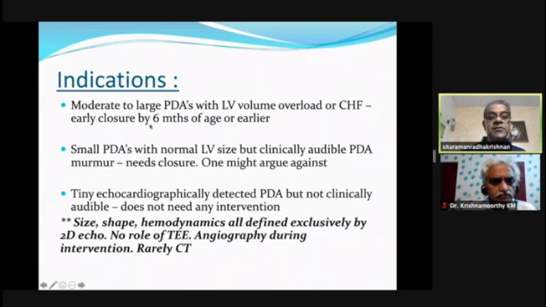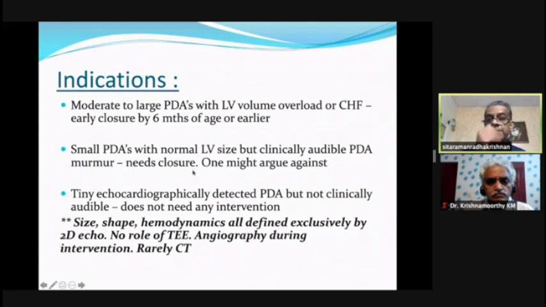Again, like VSD, you have to close them early by 6 months of age or even earlier. We have been closing very large PDAs at 2 to 3 months of age when we know that it is not going to become smaller and therefore there's no point in waiting. Small PDAs with normal LV size but clinically audible will, as per current indication, require closure.